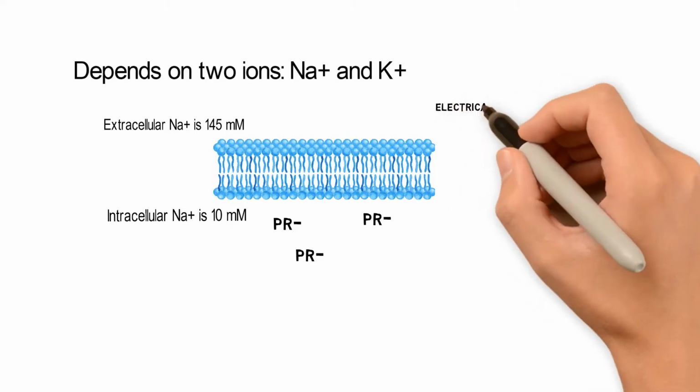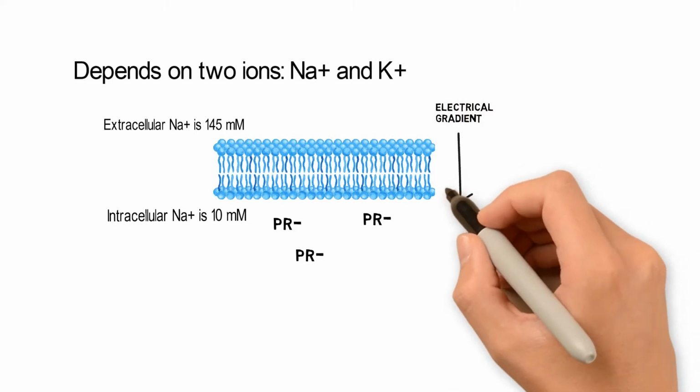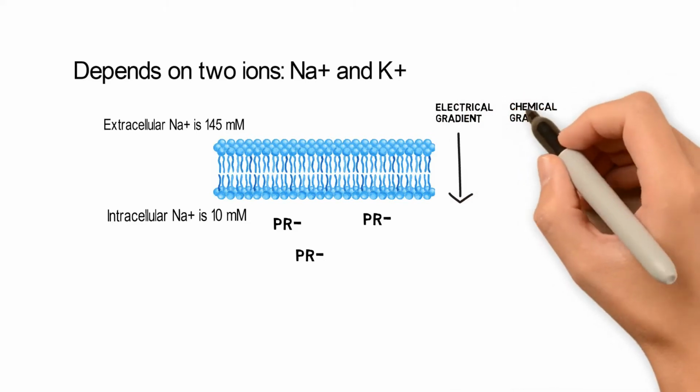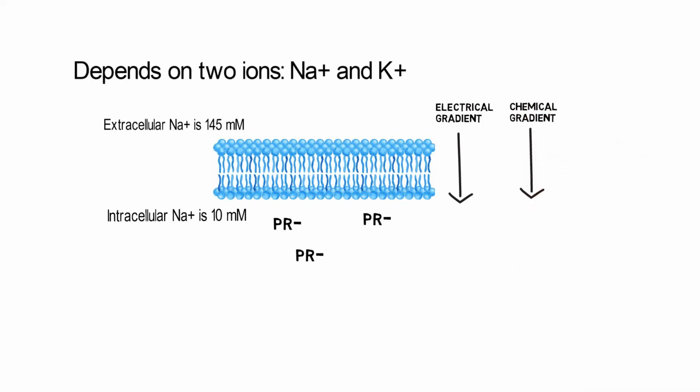The sodium electrical gradient is directed inward, so sodium wants to get into the cell. The concentration gradient is also directed inward. When the voltage-gated sodium channels open, sodium moves into the cell explosively, depolarizing the cell, or making the membrane potential less negative. The next ion is potassium.